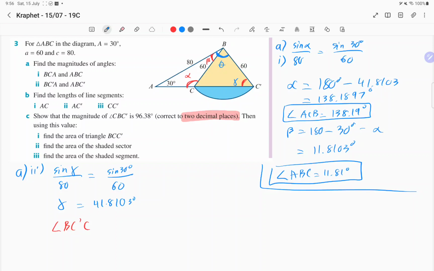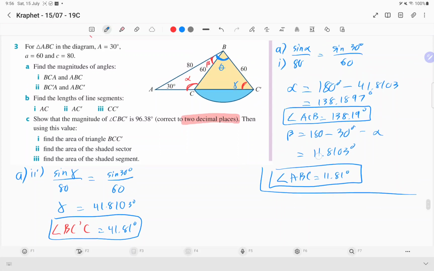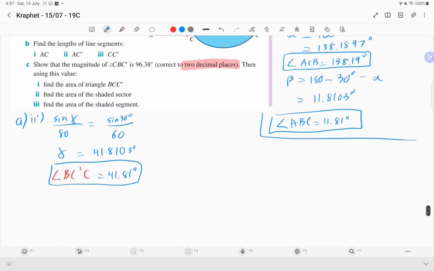Let me check. Question 3a is 11.81. Yep, that's right. 41.4, yeah, that's right. 41.81 degrees here. Okay, and then ABC dash is just 180 minus the other two angles.